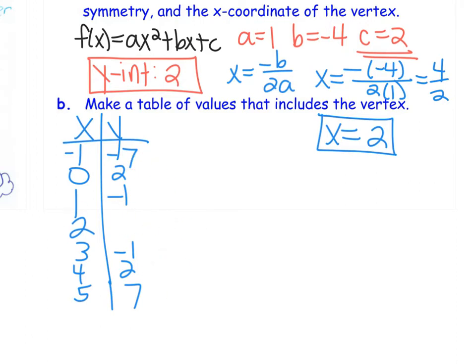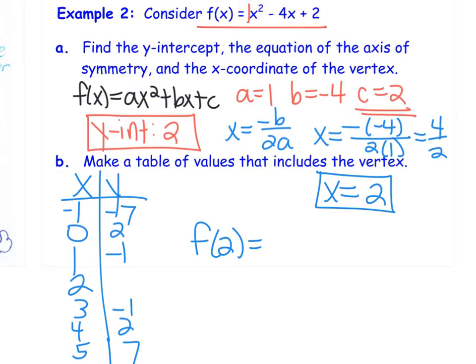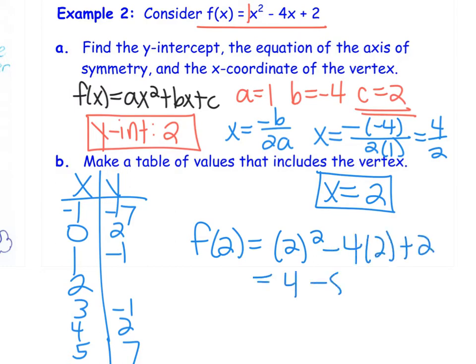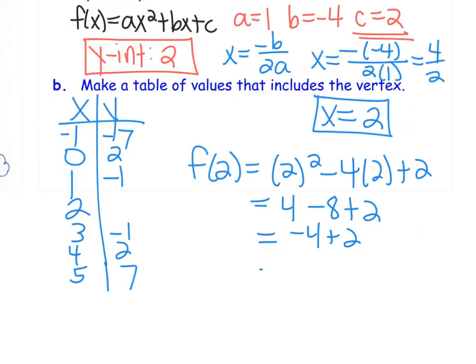I'm just going to show you how to find the rest of the vertex. So this is the x value of the vertex. So to find the y value, you have to plug in the x value to the equation and find its output. So all we're doing is plugging in 2 for x. So don't forget to use parentheses. 2 squared minus 4 times 2 plus 2. So you get 4, and then minus 8 plus 2. 4 minus 8 is -4, and -4 plus 2 is -2. And so that's your vertex, is 2, -2.